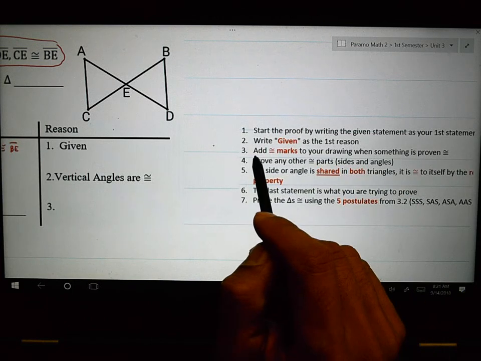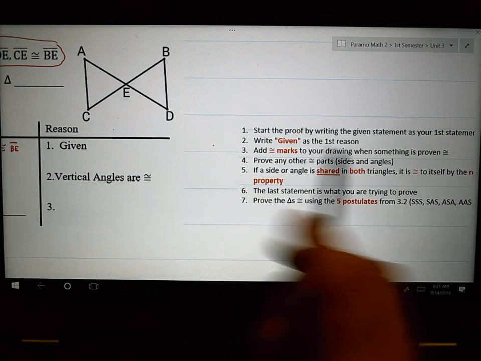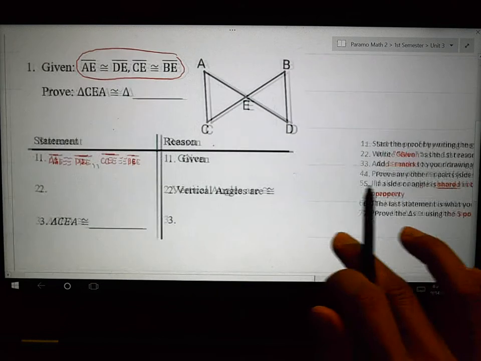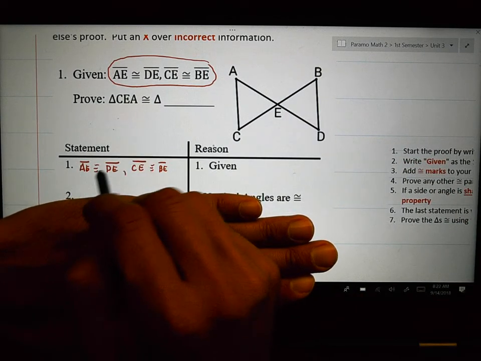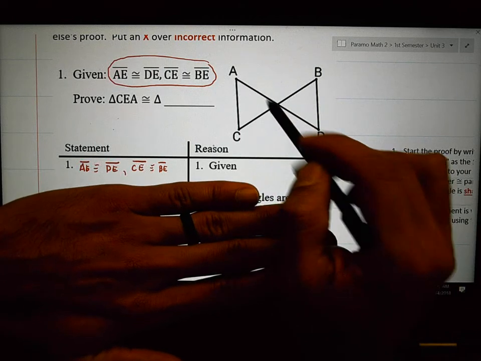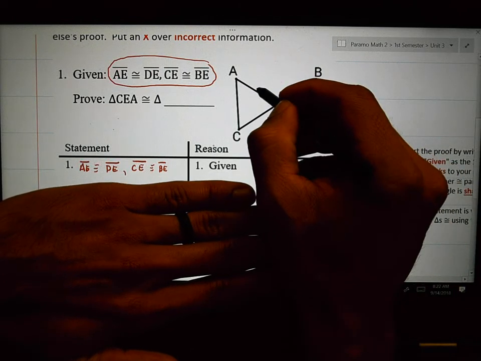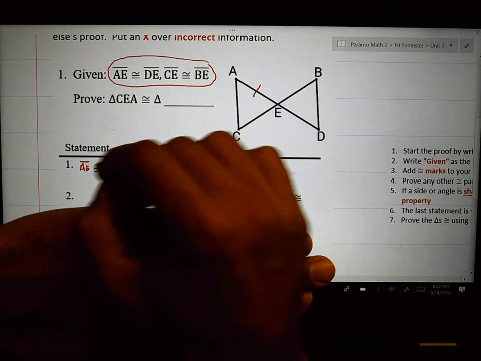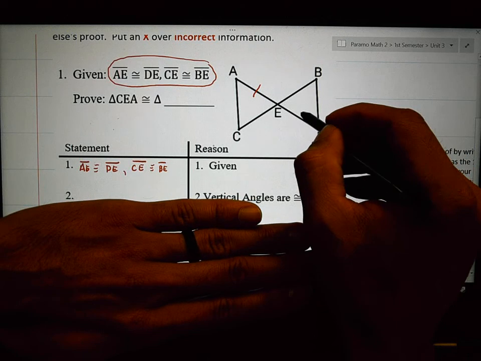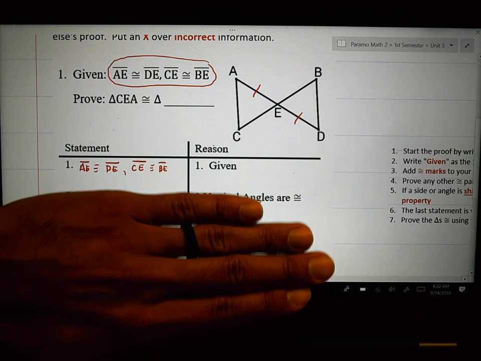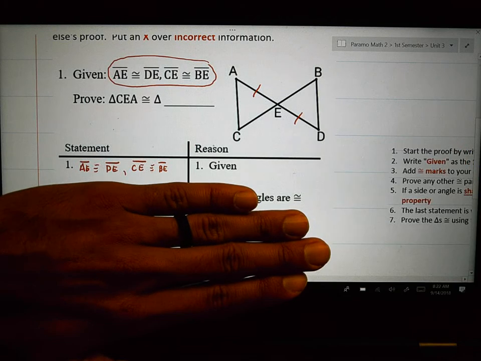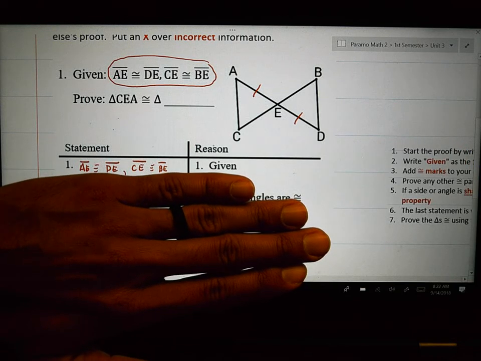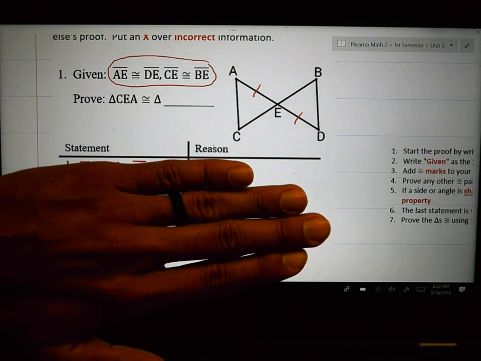The third step says add congruent marks to your drawing when something is proven congruent. So what does that mean? Since you know that AE is congruent to DE, you go find AE, and then find DE, the other one that is congruent to it. That was my first piece of information, so I'm going to use 1 congruent mark.